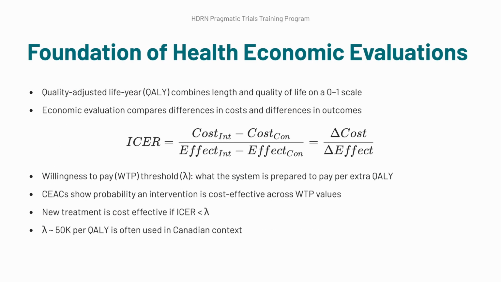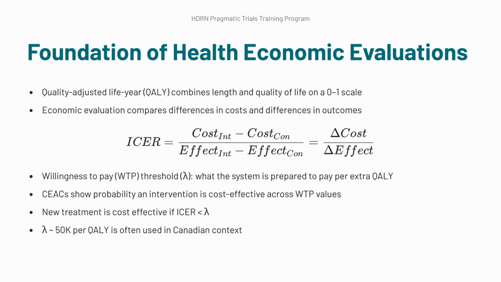A quality-adjusted life year, or QALY, combines length and quality of life on a scale from 0, which is equivalent to death, to 1, which represents full health, and it can be measured using standardized tools like the EQ5D. The ICER is the extra cost divided by the extra effect when we move from control to a new strategy. Because ICERs can be unstable, we often plot a cost-effectiveness acceptability curve, or CEAC, which shows the chance that the new strategy is cost-effective across different willingness-to-pay thresholds.